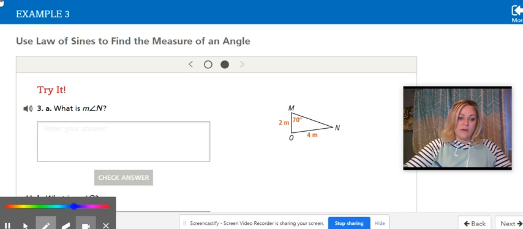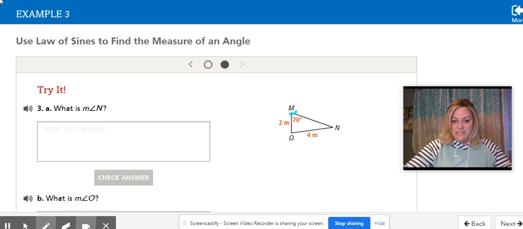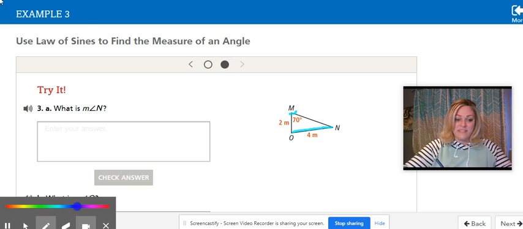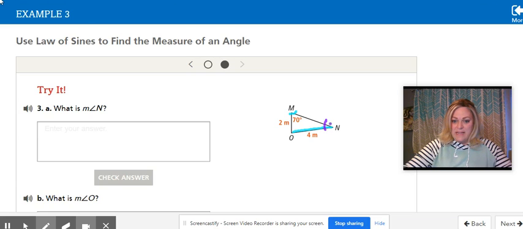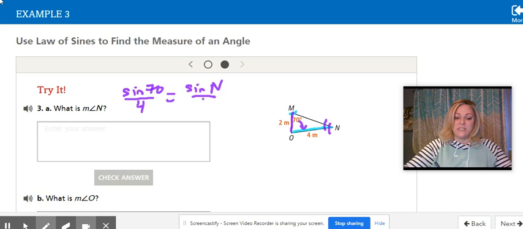Here's another example. Try it, number 3. What is the measurement of N? I'm going to color code these again. And if you're sick of me color coding, you don't have to worry about it. But for some people, if this is what helps, use it. N, and I've got this measurement over here. So I'm looking for the angle, sine of 70. And then notice I'm trying to color code these so it's really obvious, but it's always the side across from it. Sine of 70 over 4 equals the sine of N over the side across from it, which is 2.